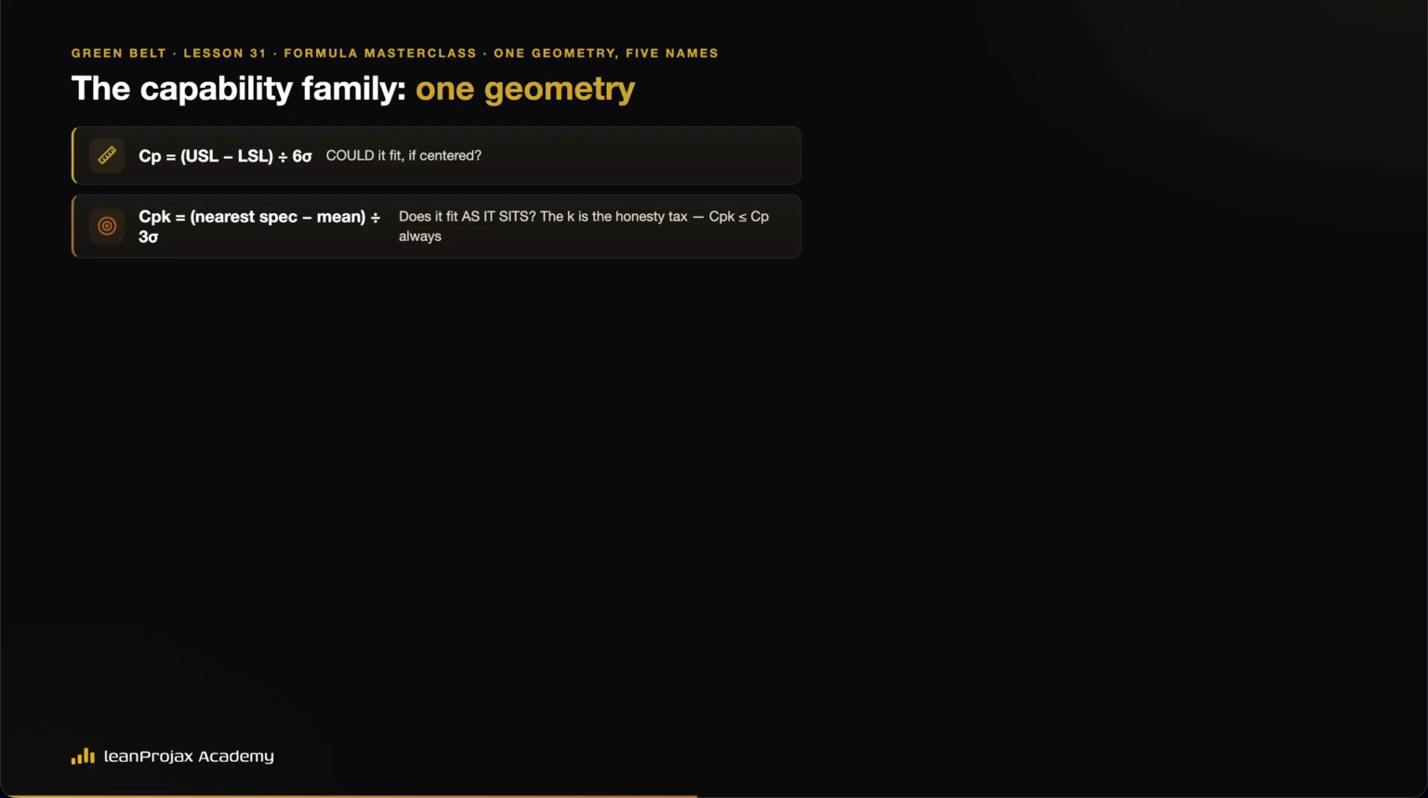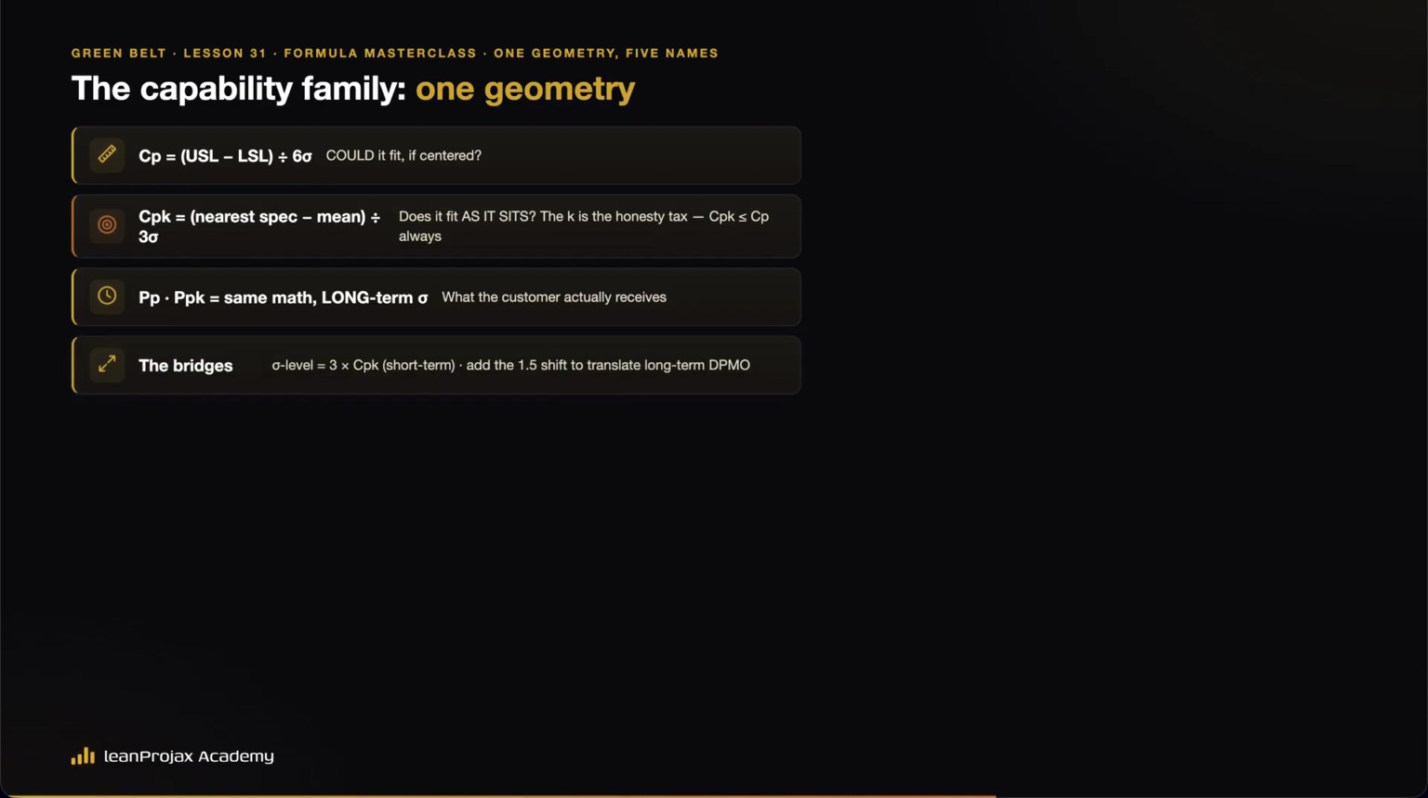CPK never exceeds CP. PP and PPK, same formulas. Long-term sigma, the performance the customer actually receives. And the bridges: sigma level is 3 times CPK short-term. Add the 1.5 shift to translate long-term DPMO into short-term sigma.